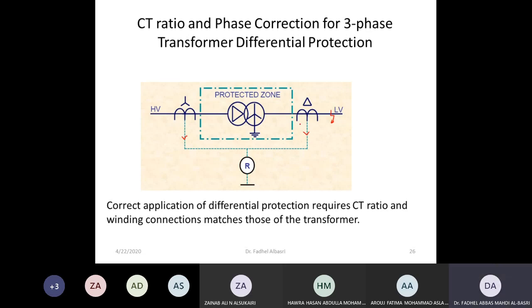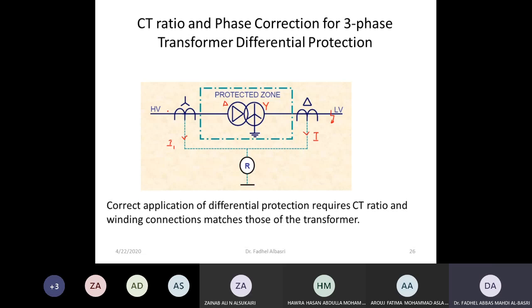And so how do I make these two currents equal in magnitude? And as I mentioned, we have to correct the phase shift. If this is the delta side, I will use a star connection here, and on the star side I'll use a delta connection. With this I will correct the phase difference, so this signal becomes in phase with this.